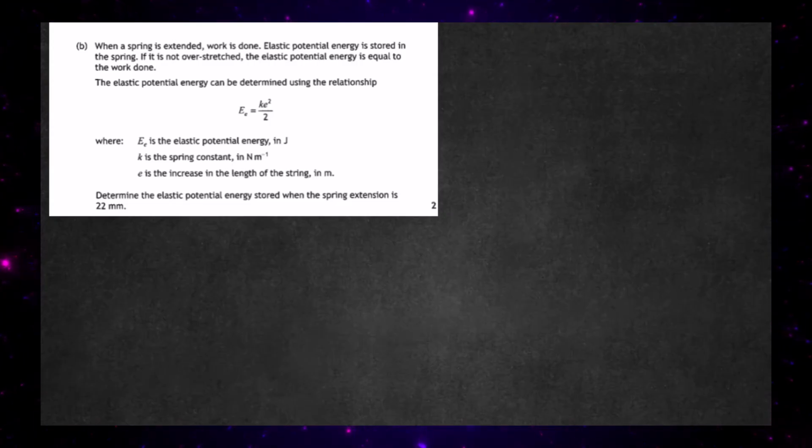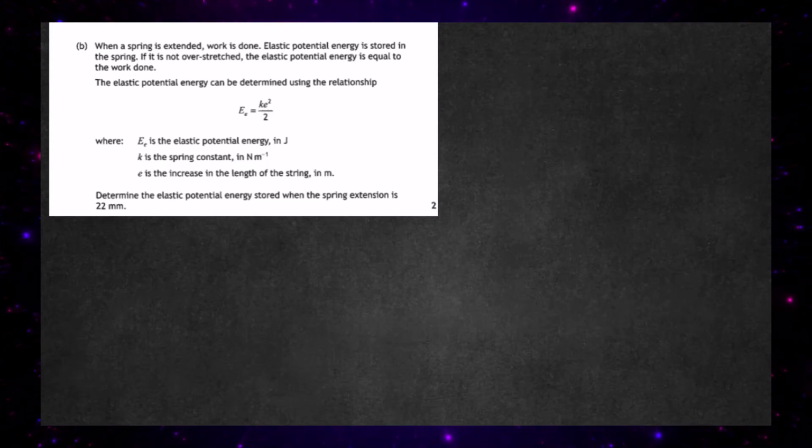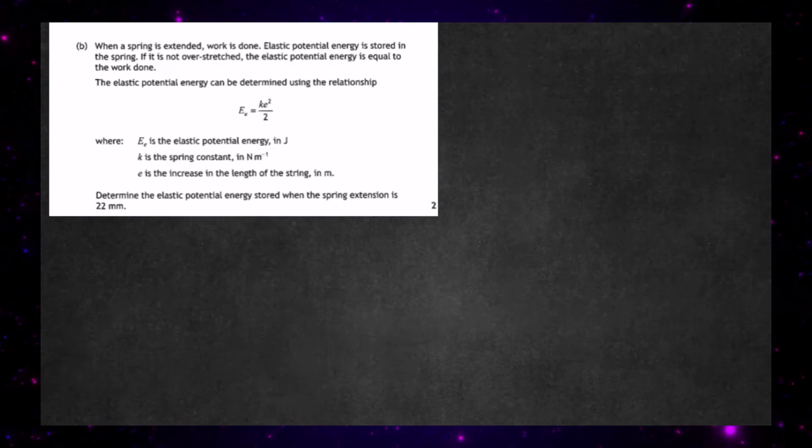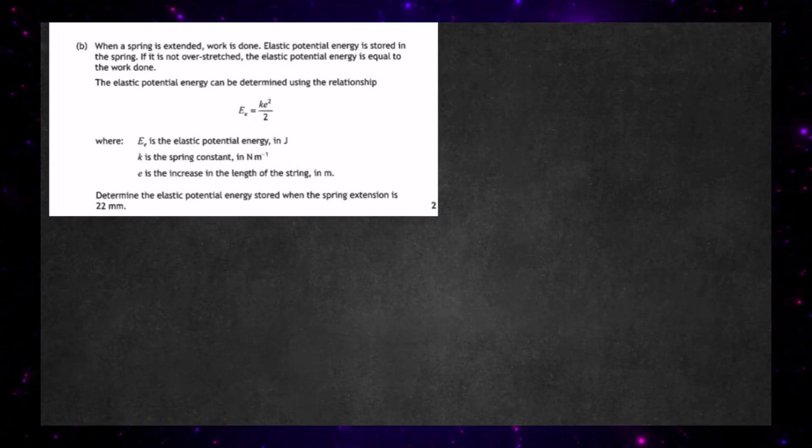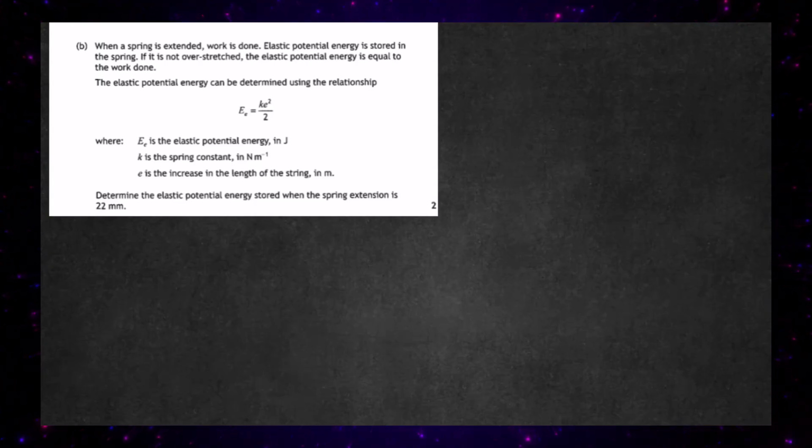E subscript small e is the elastic potential energy in joules. k is the spring constant we just measured in newtons per metre, and e is the increase in the length of the spring, not the string, in metres. A rare mistake there from the SQA. Determine the elastic potential energy stored when the spring extension is 22 millimetres.